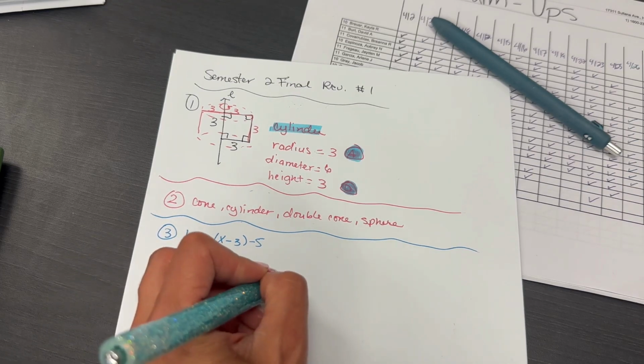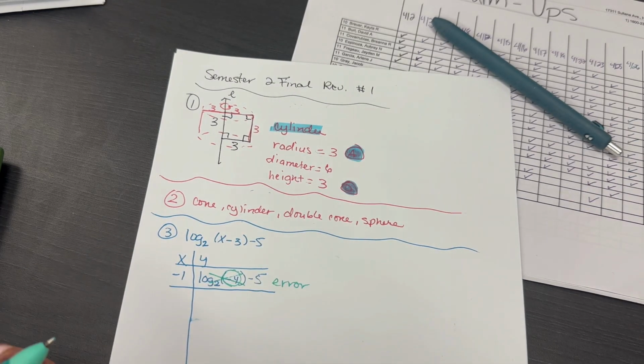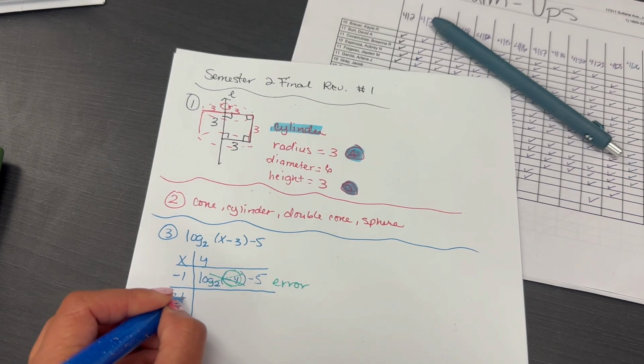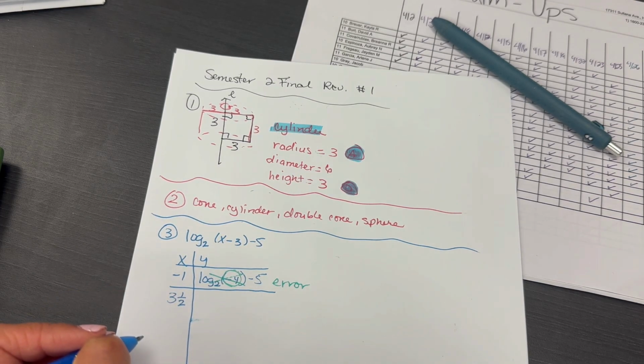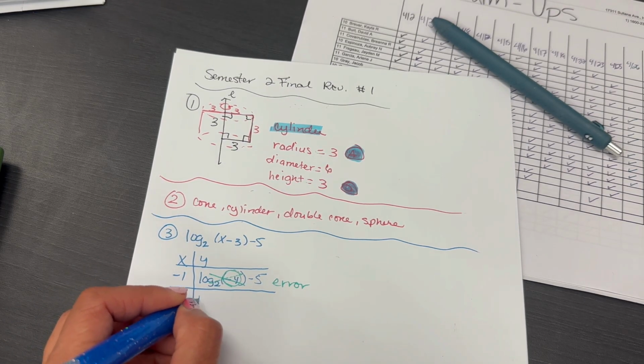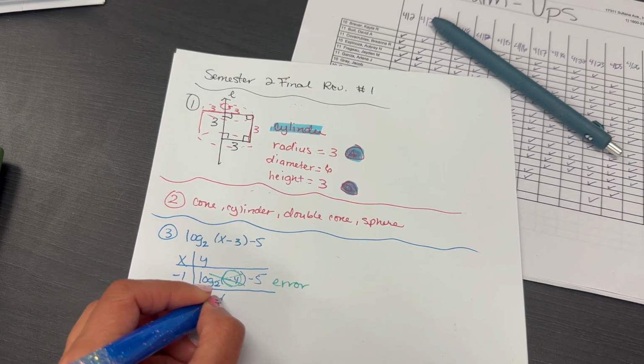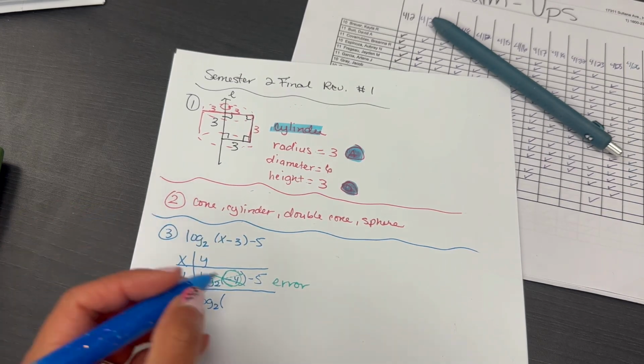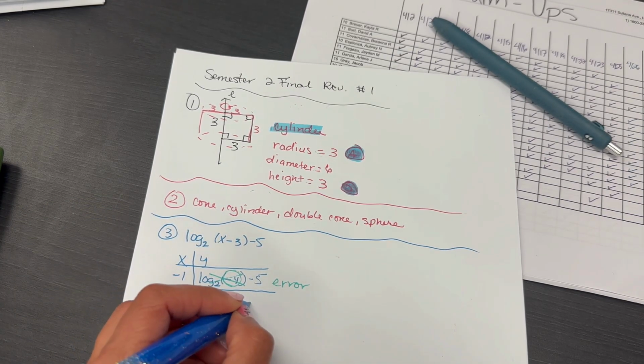So automatically this one is going to end up in error. So that one's not on the graph then. The next one has an x value of 3.5, and I need to see if the y value ends up being -6. So we're going to plug in 3.5 for x. Well, 3.5 minus 3 is just a half.